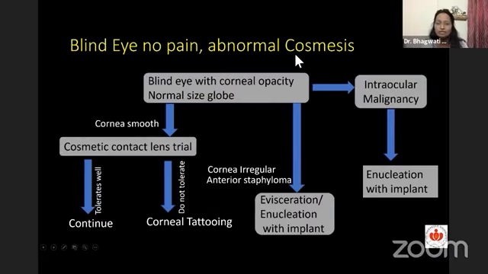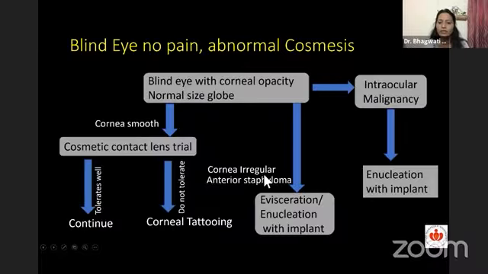Now, the abnormal cosmesis in this case can be due to corneal opacity, or it can be due to a phthisical eye, or it can be due to a staphylomatous eye. Now, if the patient has a blind eye with corneal opacity and a normal sized globe, and the cornea is smooth, then you can go for a cosmetic contact lens trial. If the patient tolerates well, then you can continue the cosmetic contact lens. If the patient does not tolerate, you can think of doing corneal tattooing.